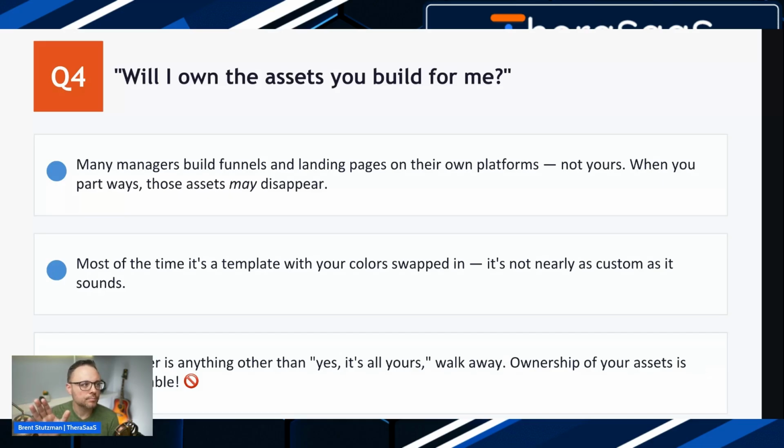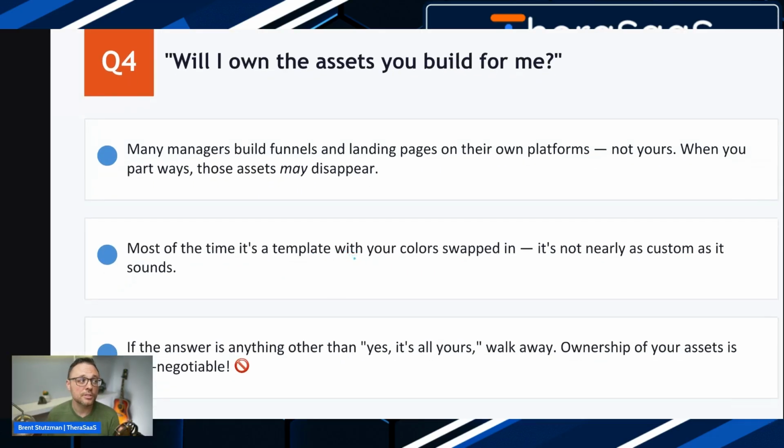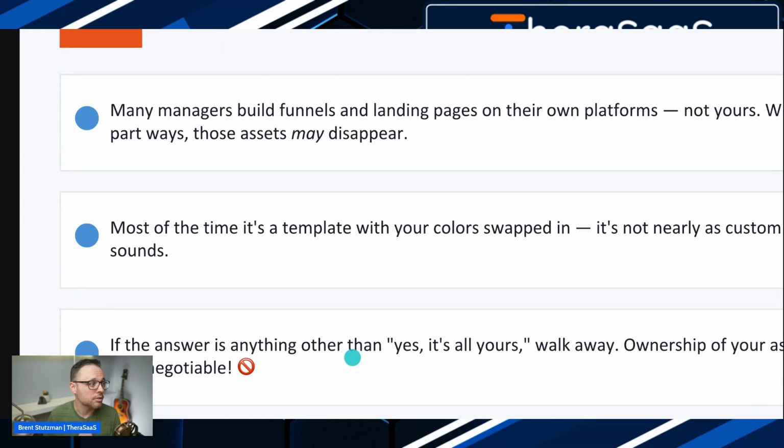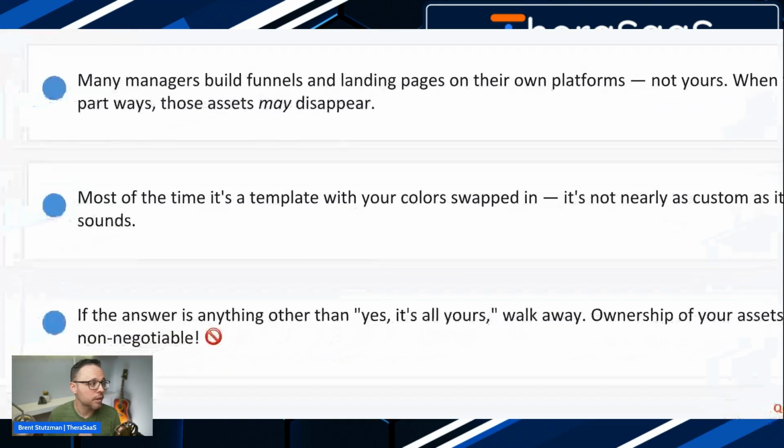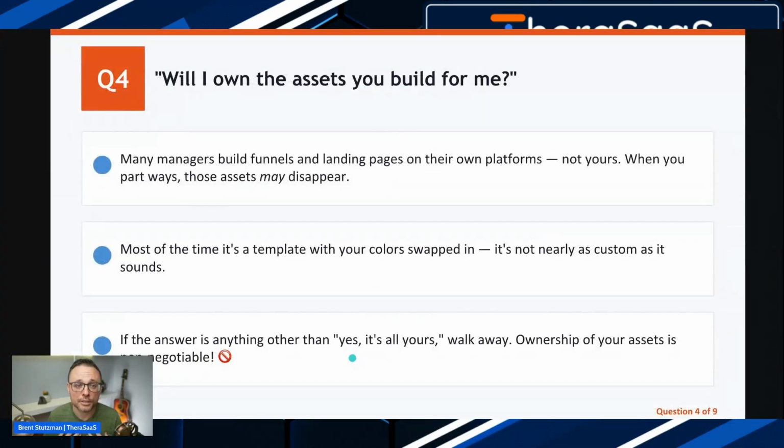But what happens after you're done with your Google Ads campaign? A lot of times those landing pages will disappear. And a lot of times it's just a template that they use, and they'll swap in your colors and maybe some pictures and a little bit of branding here and there, but it's not yours at the end of the day. It's not your website, it's theirs. If the answer is anything other than yes, it's all yours, walk away. Ownership of your assets is a non-negotiable, in my opinion.